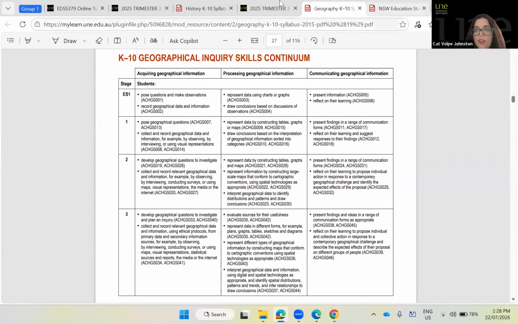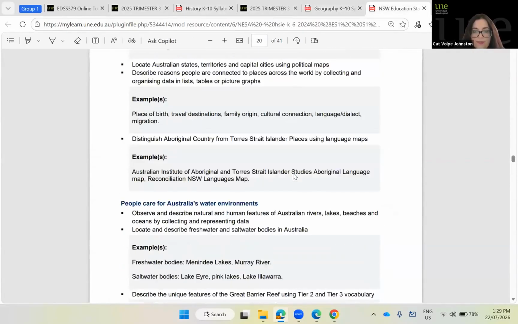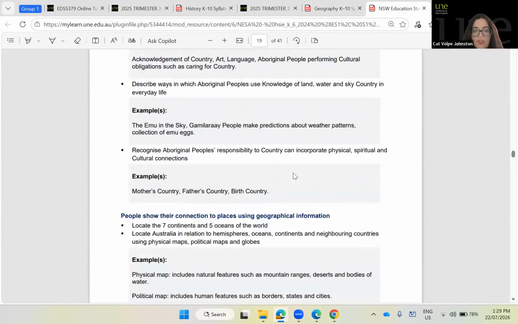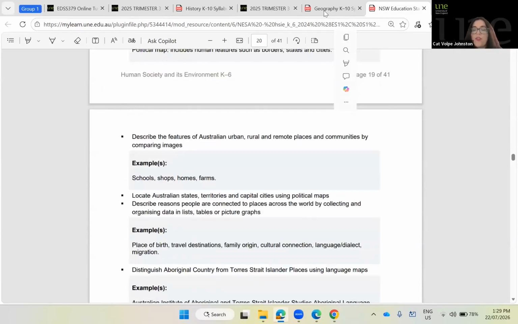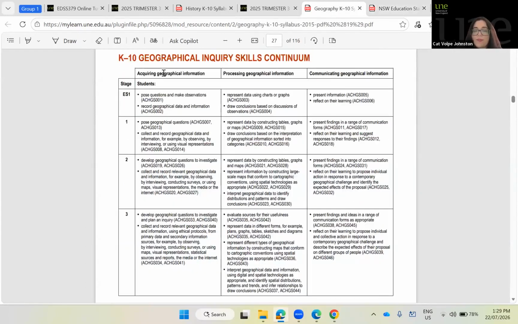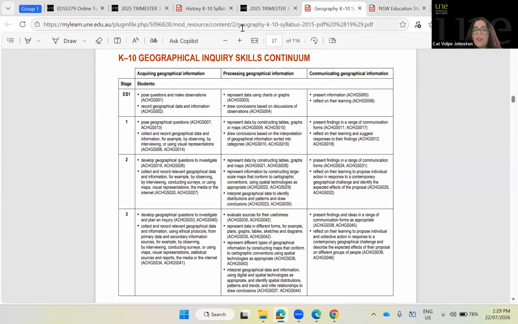So if we have a look at the current syllabus, sorry, the 2027 syllabus, looking at geography, I think this language is really important, using geographical information. So there are different ways to be using it. It's either going to be through acquiring it, processing it, and then also communicating it. Those three elements of geography are still very important in the syllabus.